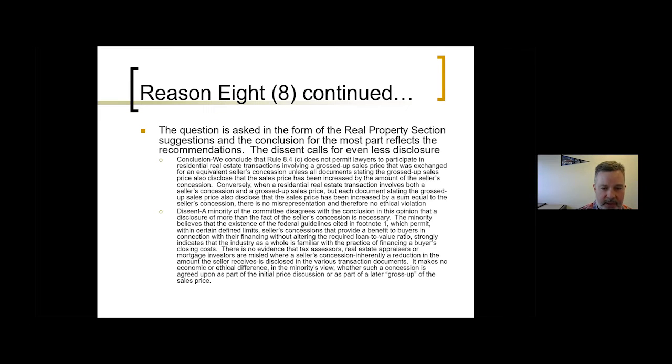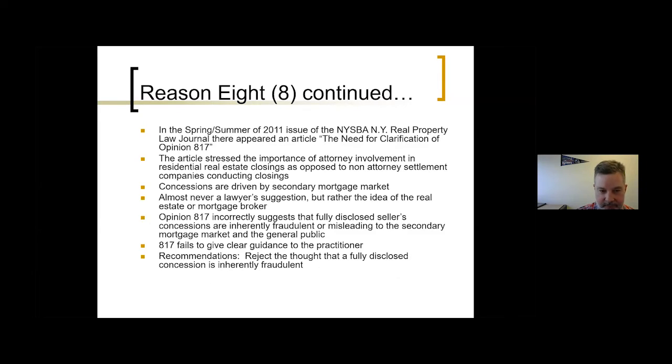Now, we had some discussion about it with the real property section. Most of it reflects the recommendations. The dissent calls for even less disclosure on this. You can read through this material. We don't have to go through it line by line, but suffice it to say that a seller's concession can be ethical and legitimate as long as it is disclosed timely, either in the contract or post-contract through an amendment to the contract.